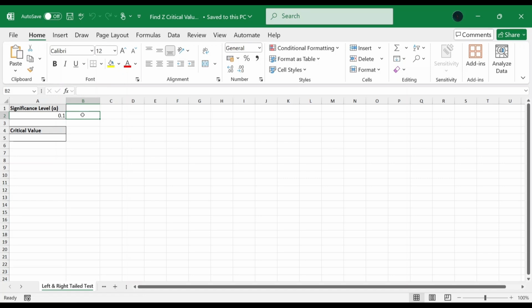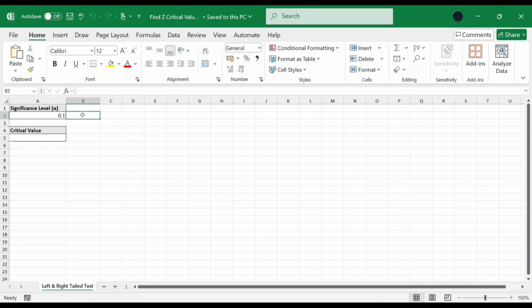Before we dive in, let's quickly review two terms. Test statistic, a number calculated from your sample that helps decide whether to reject the null hypothesis. And significance level, the threshold that defines how strong the evidence must be to reject the null. Now, there are three types of z-test we will cover: left tail test, right tail test, and finally two-tail test.